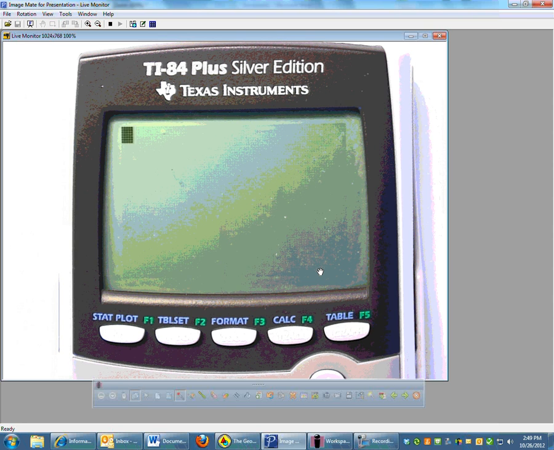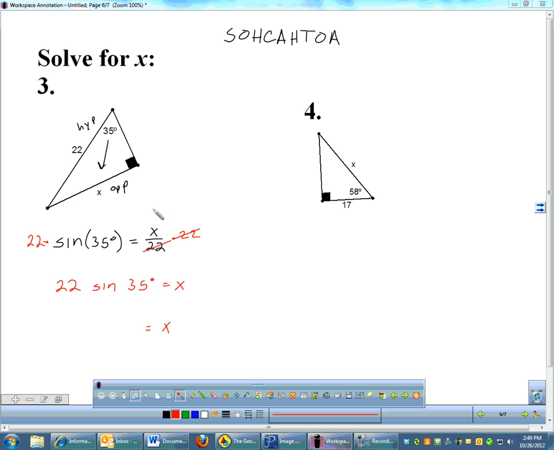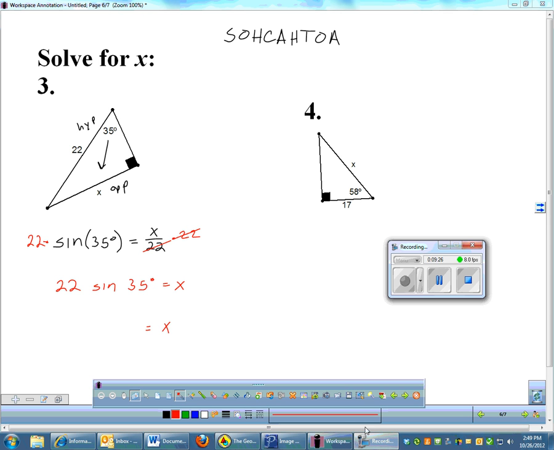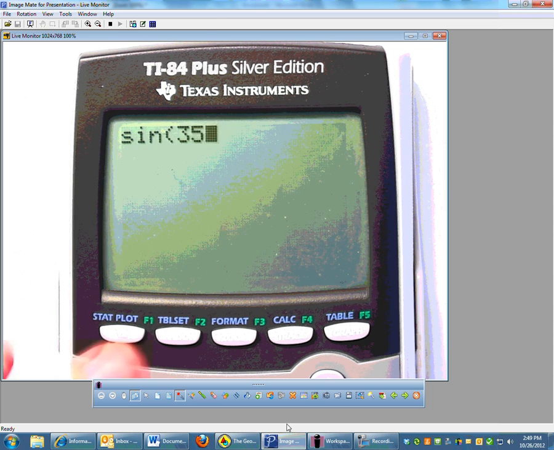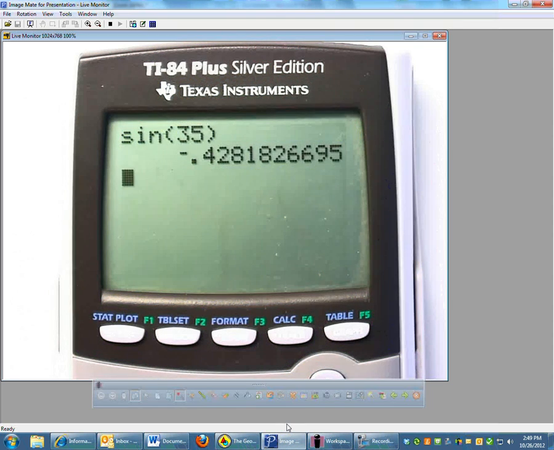There's one thing you always need to be aware of in this class, and that is how the angle is measured. There are 2 different ways to measure an angle. One of them is in degrees, which is what you're familiar with. The other one is in radians. It's just like feet and meters, 2 different ways to measure lengths. You have to make sure your calculator knows that when you type in sine of 35, you are actually doing the sine of 35 degrees. If I type in sine 35, I get negative 0.428, but is it 35 degrees or radians?